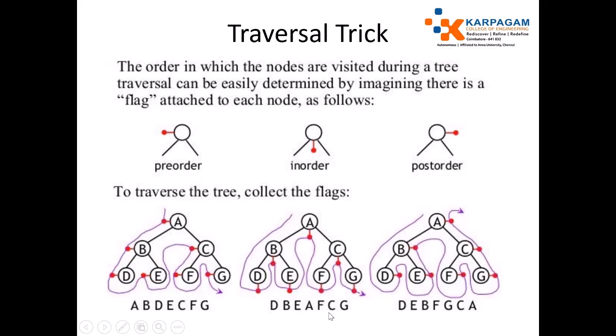For post-order traversal, just set the flag on the right side. For every node, set the flag on the right side. Start from the root, go to the left side. Now collect the flags: D, E, B, coming downward, F, coming downward, G, C, A. This is the example for post-order traversal.